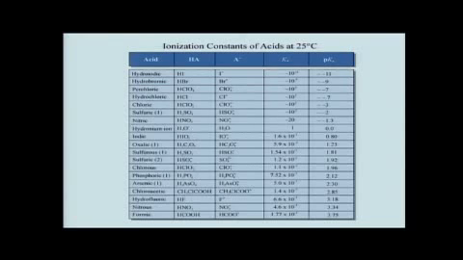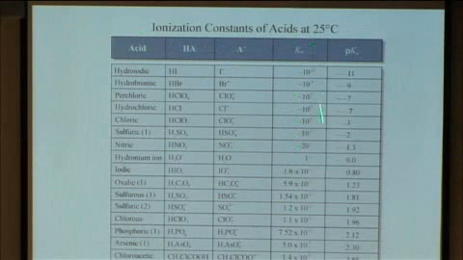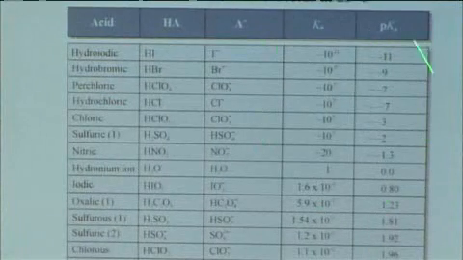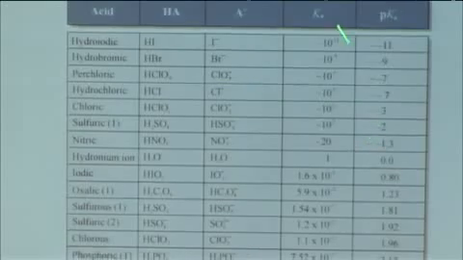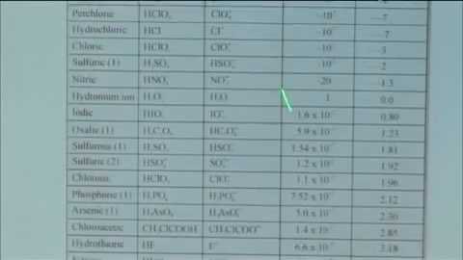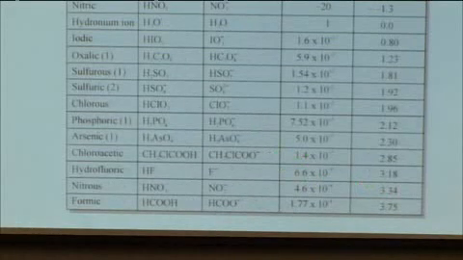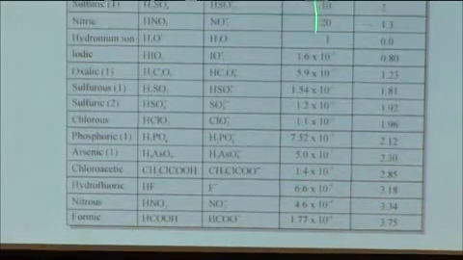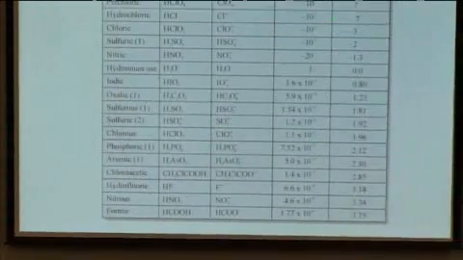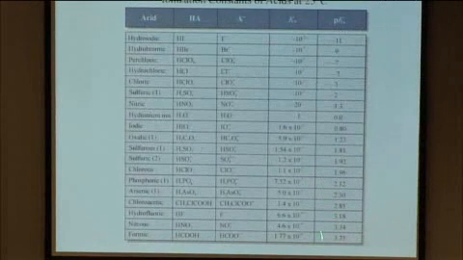Up here we have some very strong acids. These Kas are much greater than 1, and you have extremely low values for pKa. A strong acid has a Ka greater than 1, so these are all strong, and weak acids are less than 1. Down here you'd have small numbers for Ka. Up here we have big Kas, here we have smaller Kas, and the corresponding pKas are going up.